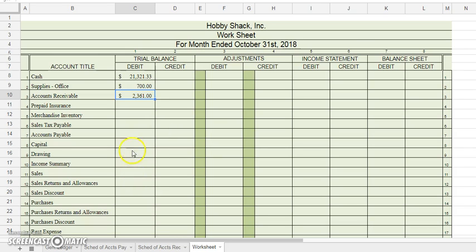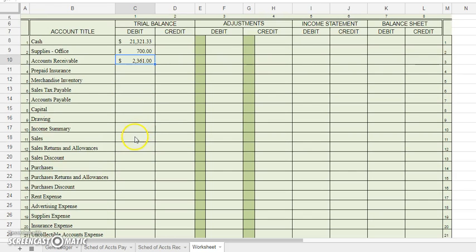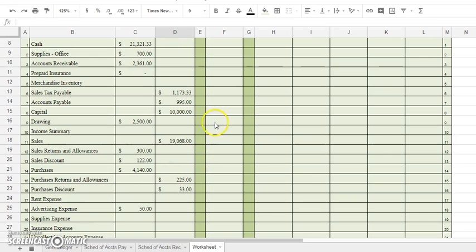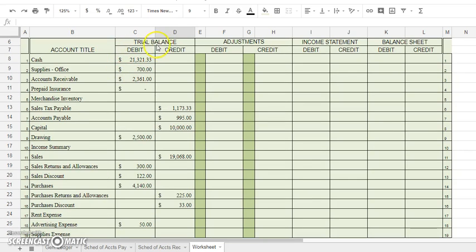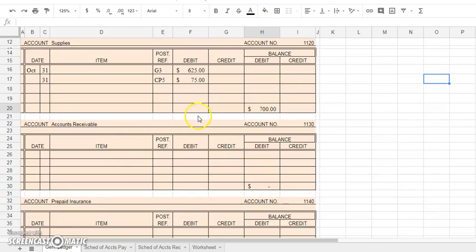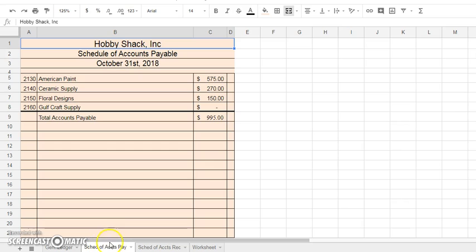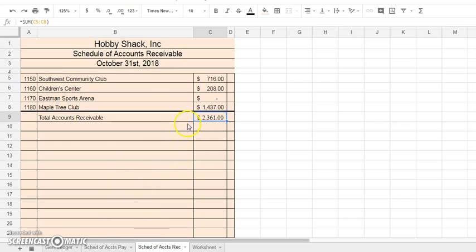Okay. So I'm going to go ahead and fill the rest of this out. When you get to accounts payable, also remember to get the number from the schedule of accounts payable. Okay, we're back, and you can see that I now have numbers throughout my entire trial balance. And I took those numbers either from the general ledger, the balances, or from the schedule of accounts payable and the schedule of accounts receivable, specifically the totals.